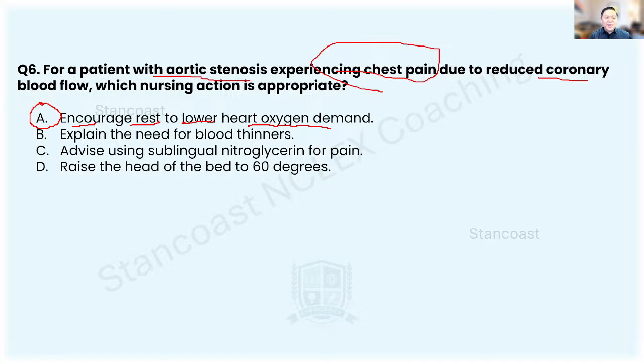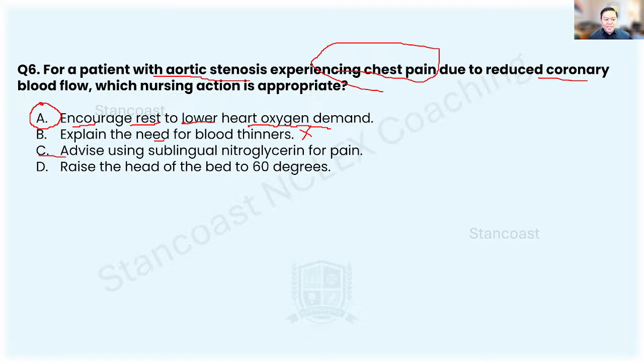If you had answered letter B, explain the need for blood thinners, do we need to administer a blood thinner because of the chest pain? Does that have a therapeutic effect to relieve the chest pain? Or is it really indicated for a patient with aortic stenosis? Not usually, guys. Blood thinners will be recommended for mitral valve regurgitation, but not for the aortic stenosis. So this is wrong. Again, let me clarify: blood thinners are not prescribed for or indicated for aortic stenosis.